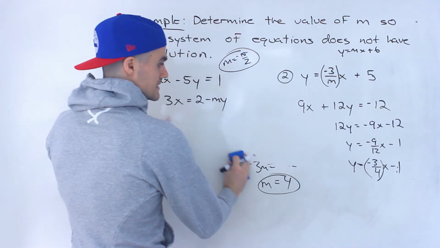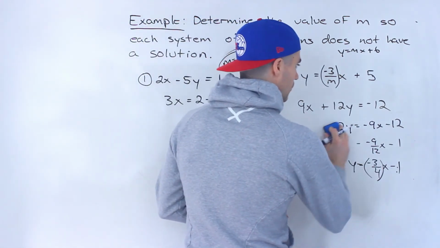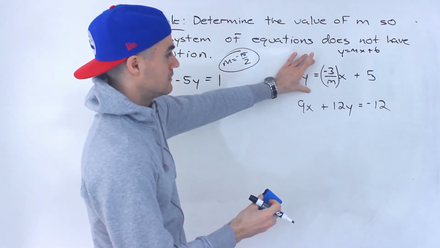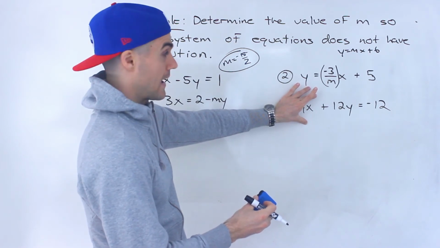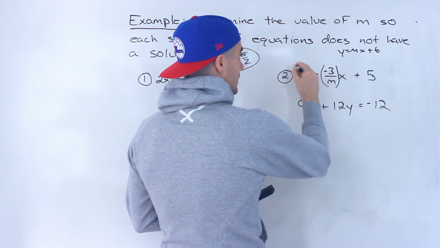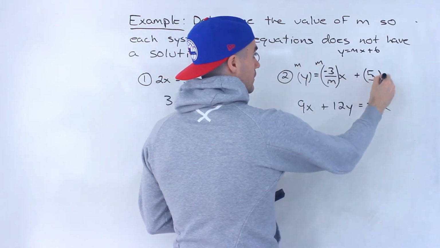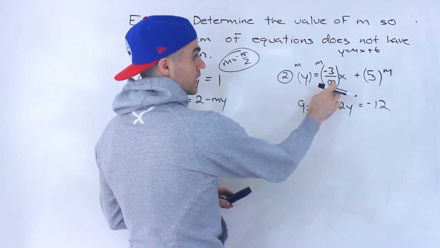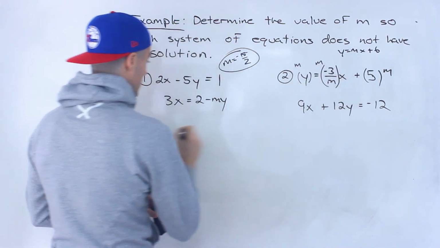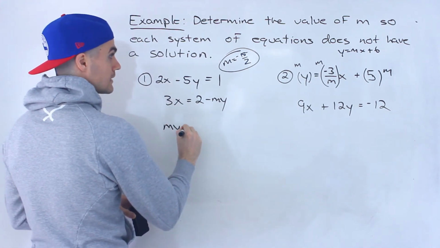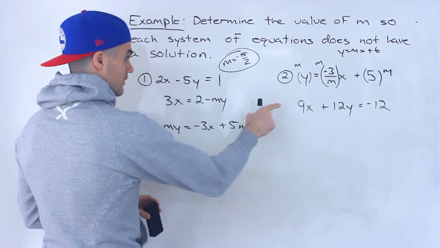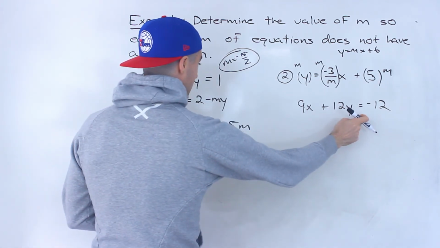Another way, if you wanted to do it the same way we did here, what you can do is you could take this line and put it in this format here. And so what you can do is you can actually take everything and multiply it by m, okay, to get rid of this denominator here. So if I take all of this, multiply it, I'll have my equals, the m's cancel out, we'll have negative 3x plus 5m. And then we'll still have this, this line I'm going to keep like this.